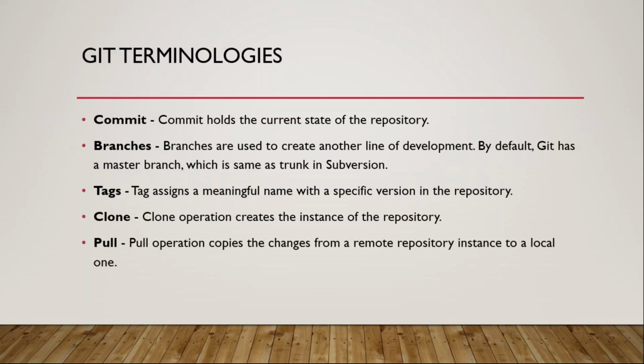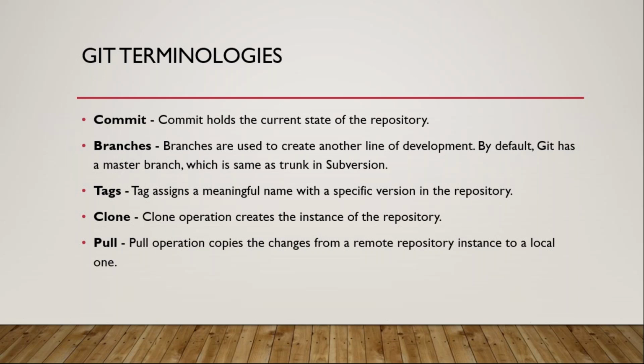Okay, so now let's go to the Git terminologies. You might have used different terminologies in SVN or CVS where you talk about checkout, check-in, trunks and branches. Here the terminologies in Git are a little different, and some are the same, like branches, but there is a difference when you compare with other version control systems. Let's go to the Git terminologies now.